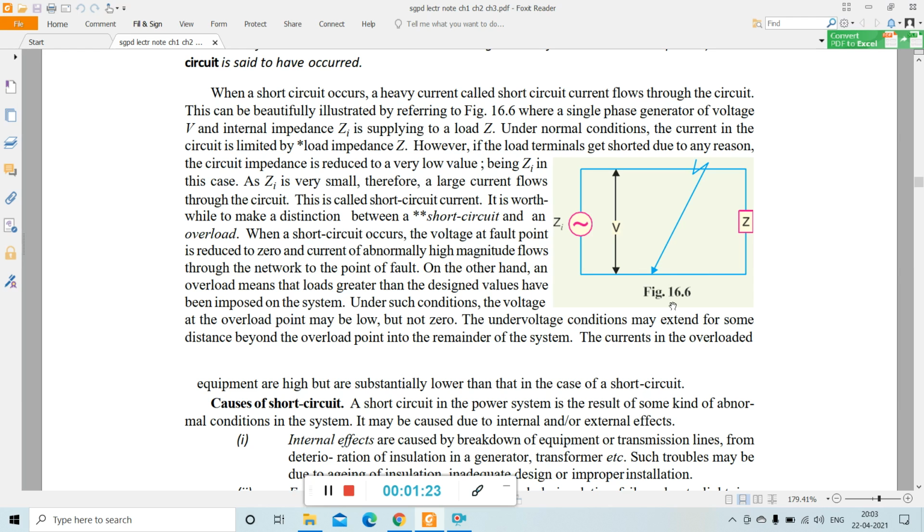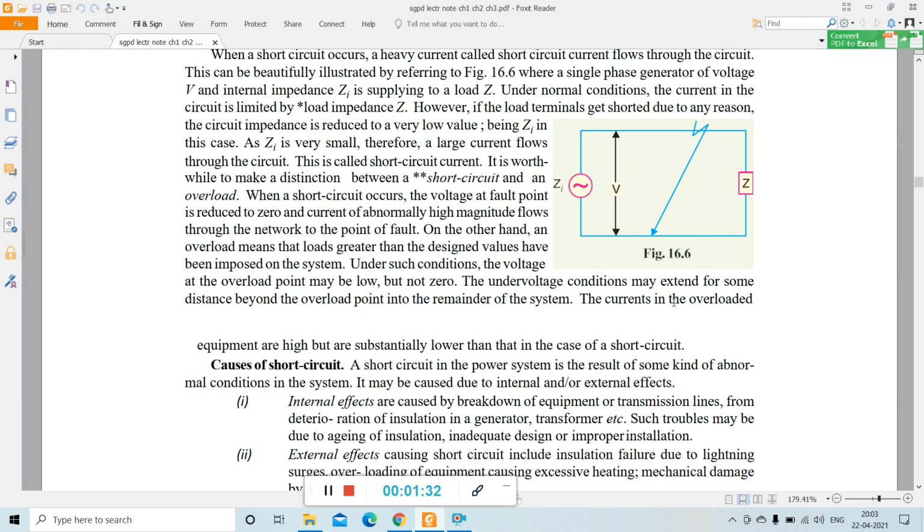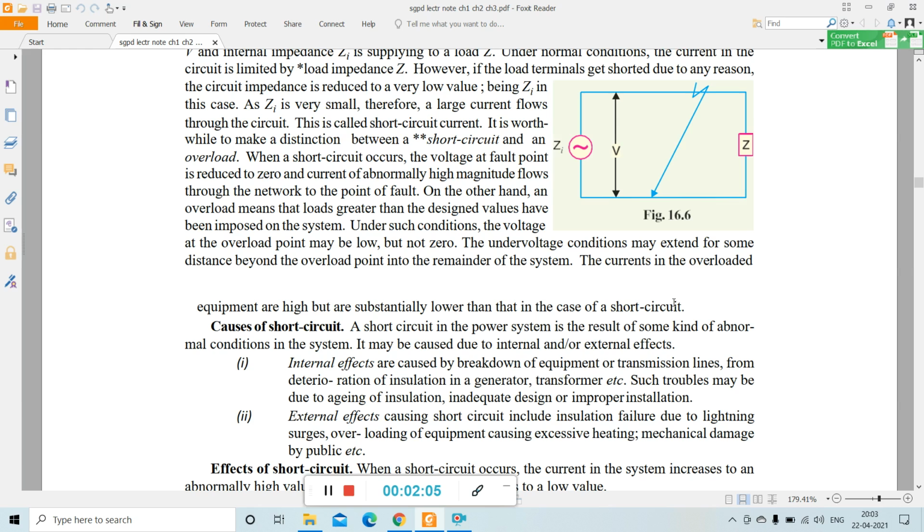And what is the difference between short circuit and overload? I already told you. When a short circuit occurs, voltage at the fault point is reduced to zero and current is abnormally high in magnitude, which flows through the network to the point of fault. And when overload occurs, a load greater than the design value has been imposed on the system, and under such condition the voltage at the overload point may be low but not zero, and the undervoltage condition may extend for some distance beyond the overload point into the remainder of the system.